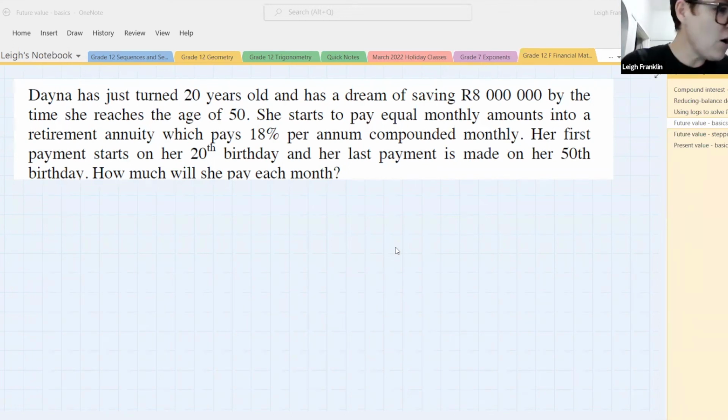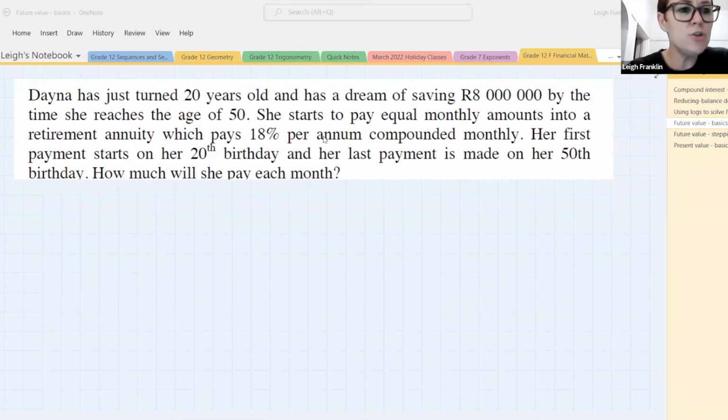Are they asking us to calculate the future value of Dana's investment? Are they asking us to calculate F? No, absolutely not, right? They want us to calculate the X value, not the N, not the number of payments, because they're saying to us, how much will she pay each month? That's it. So they want us to calculate the X. We have to find X.